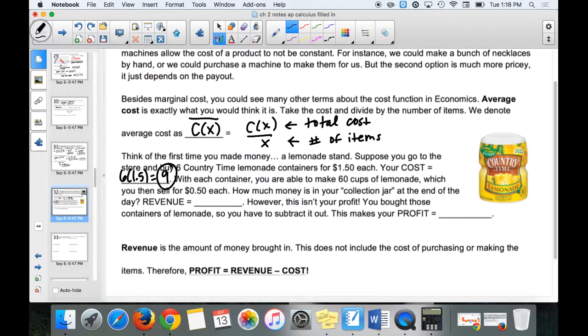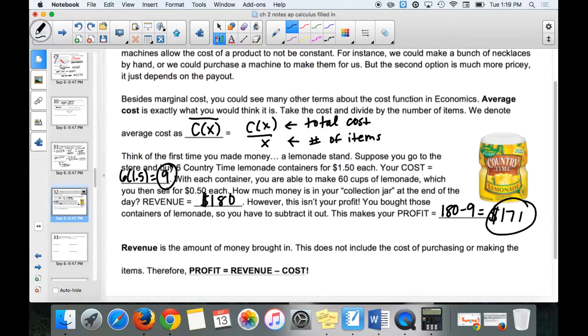All right, so how much are you making? Not 30. Be careful. You have 6 containers, 60 cups each. That's 360 cups of lemonade that you're selling for 50 cents each. You made a total of $180 if you sold all of it. However, this really isn't your profit because originally you bought the lemonade or the supplies. So you have to subtract it out. 180 minus 9, you'd make a total of $171. Pretty good for a little kid.